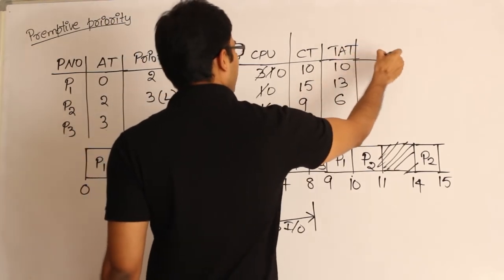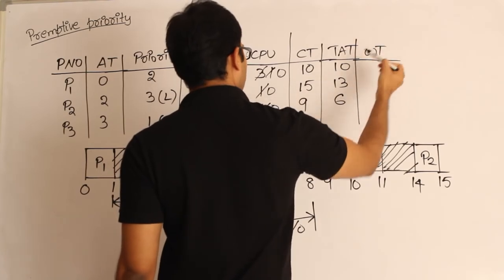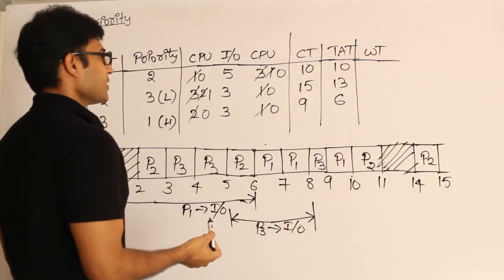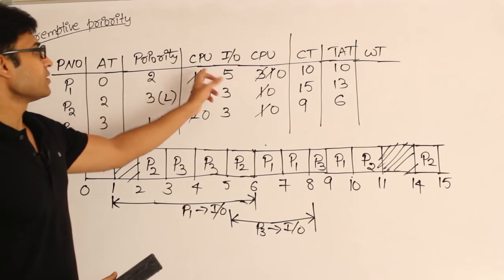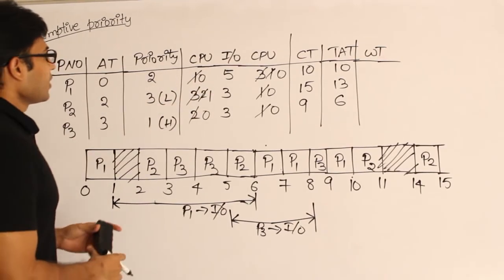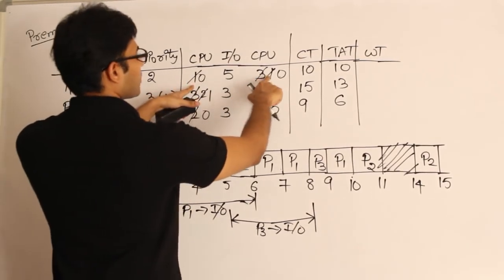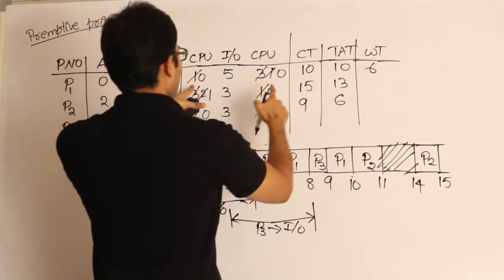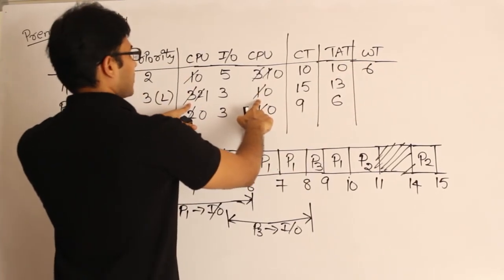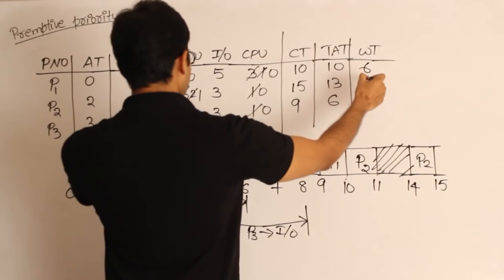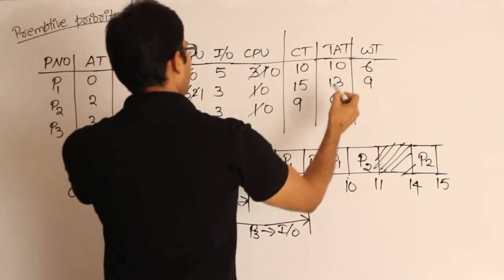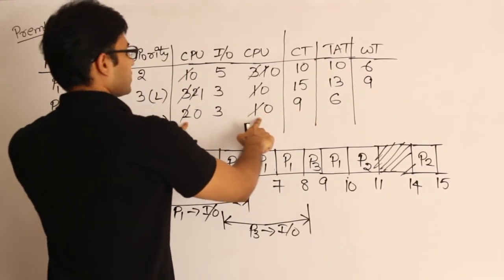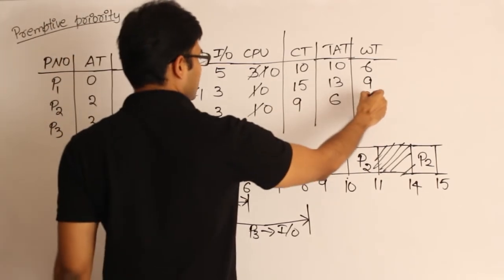And then what is waiting time? Waiting time is turnaround time minus burst time. So what burst time? You have to add these 2 numbers, right? These are the burst times. So 1 plus 3 is 4, 10 minus 4 is 6, and 1 plus 3 is 4, right? And 13 minus 4 is 9, and 1 plus 2 is 3 and 6 minus 3 is 3. That is the waiting time.